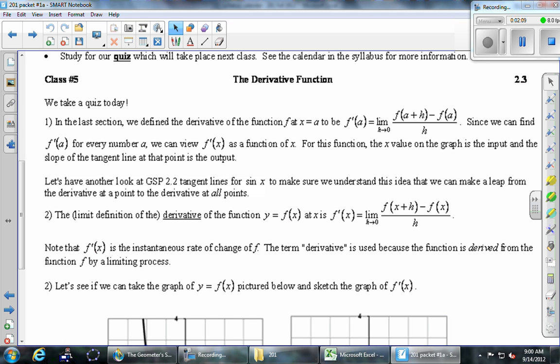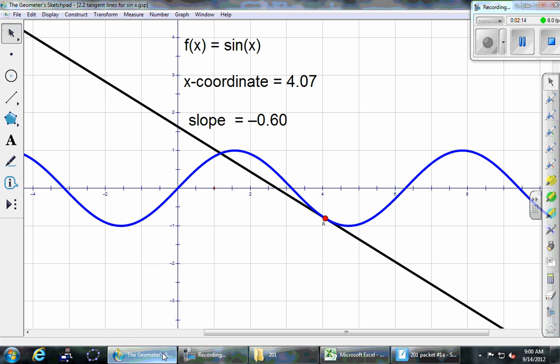Okay, so what we're doing is we're going from the derivative at a particular point and saying, okay, that's just the slope of a tangent line at that particular point, to thinking of the derivative as a function. There is a tangent line at every point on this curve, yes? Every x value on this curve has a slope associated with it. For this particular x value, it's about 4. And what's the slope? About negative 0.6. So I could think of the derivative as being a function. The input for this derivative function is 4, and the output is negative 0.6.